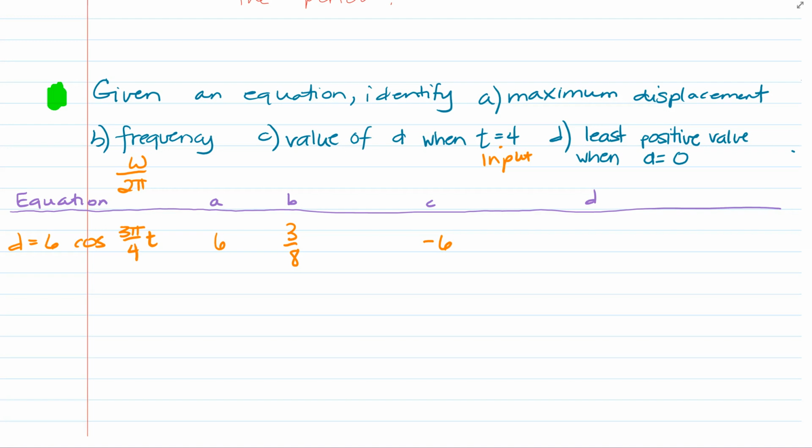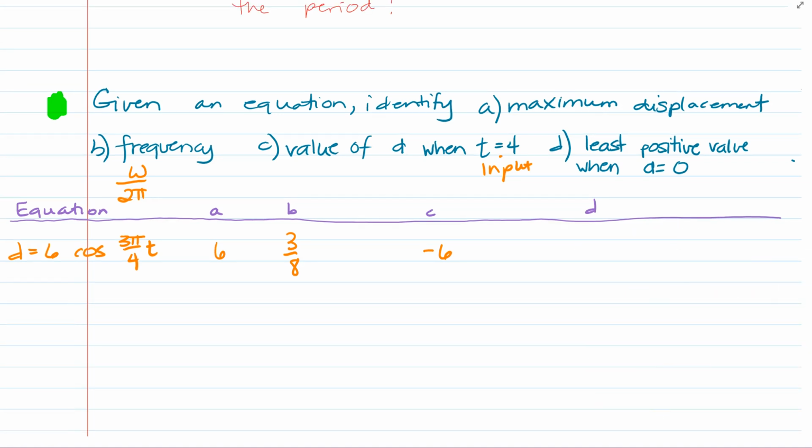Okay, so here's the deal. If you caught that glitch, I messed it up. So I'm going to rewrite this: D is equal to cosine of 3 pi over 4 t, and that's equal to 0.